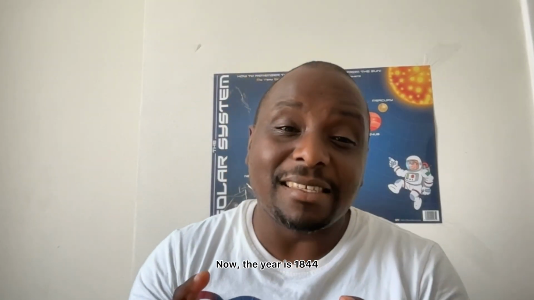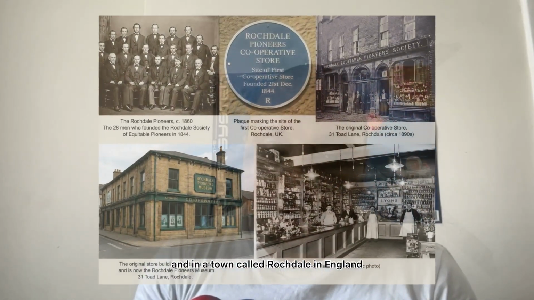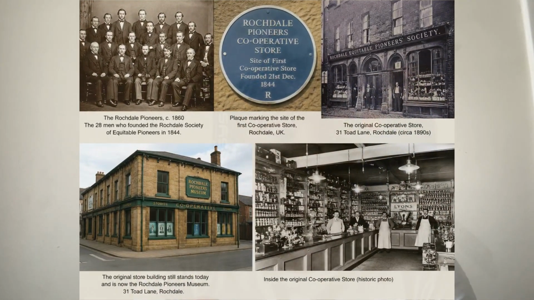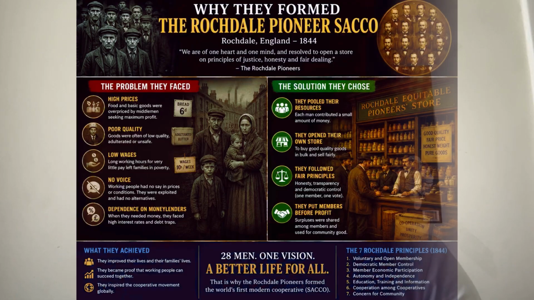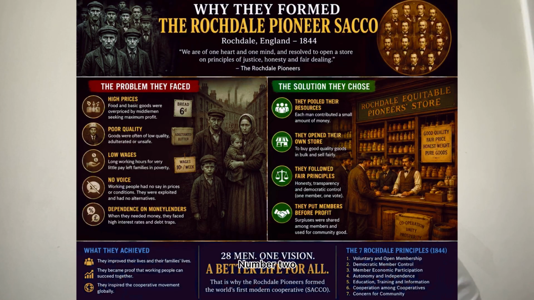Now, the year is 1844, and in a town called Rochdale in England, 28 working class textile workers came together and formed the Rochdale Society of Equitable Pioneers, and this was born primarily because of what they faced. Number one, high food prices. Number two, poor quality goods. Number three, low wages. Number four, exploitation by merchants.